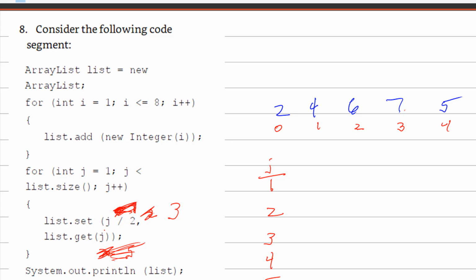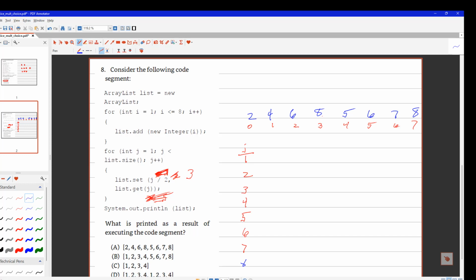And now I'm going to do list.set 7 over 2. 7 over 2 once again is 3. So I'm overwriting what's in the 3 position with what is in the 7 position. There's an 8 in the 7 position, so I'm going to overwrite what's in the 3 position with the 8. Okay, and now I'm done. Now J goes up to 8. Okay, and 8 is not less than 8, so I'm done. So that means I print out the value of the list. So it's 2, 4, 6, 8, 5, 6, 7, 8. It would be choice A.